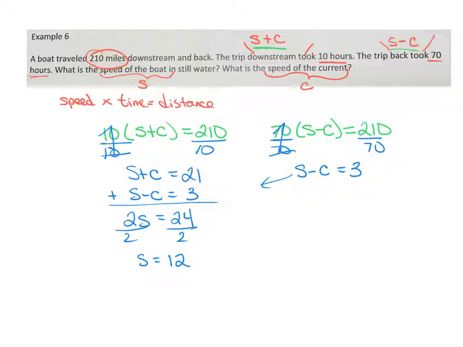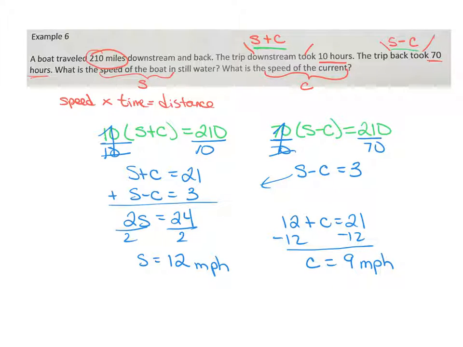Now, speed is always in the units of miles per hour, or mph. Now we just take that and plug it in. So let's go 12 plus C equals 21. If you subtract 12 from both sides, you get that the speed of the current is equal to 9 miles per hour.